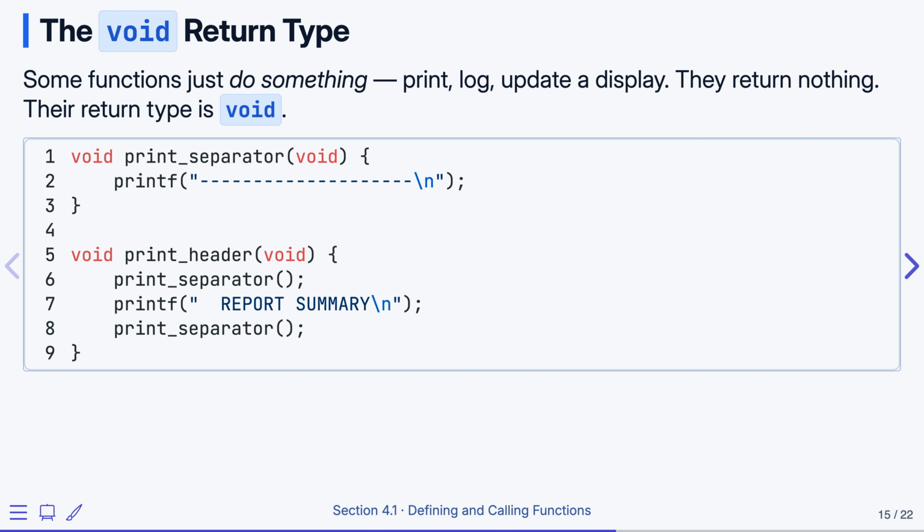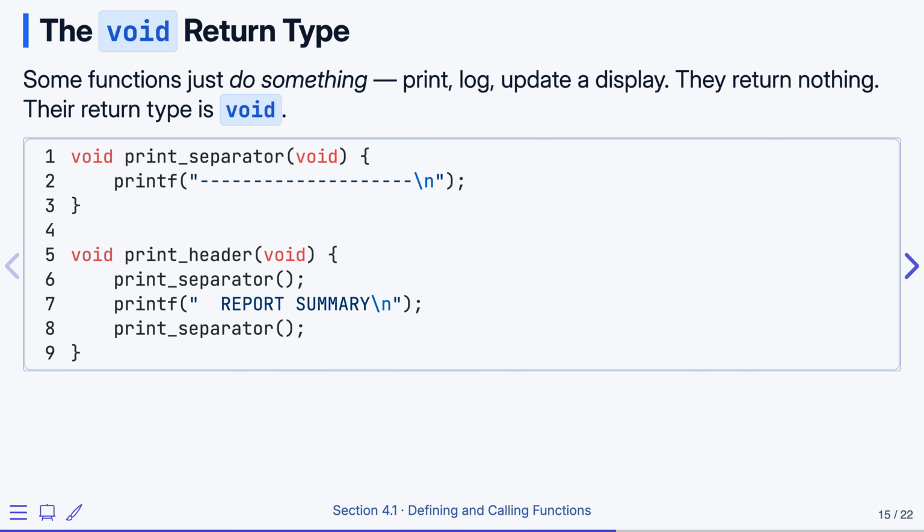Not every function produces a value. Some functions just do something. They print output or log a message or update a display. These functions have the return type void, which means returns nothing. Here print_separator prints a line of dashes and returns nothing.